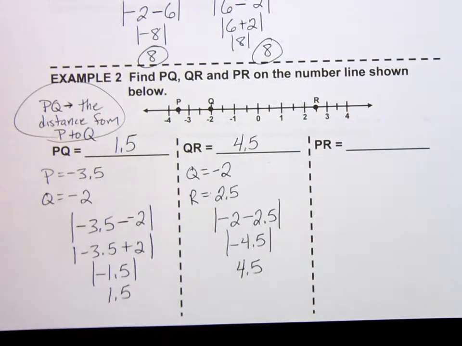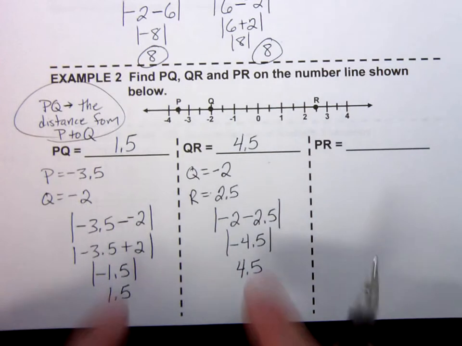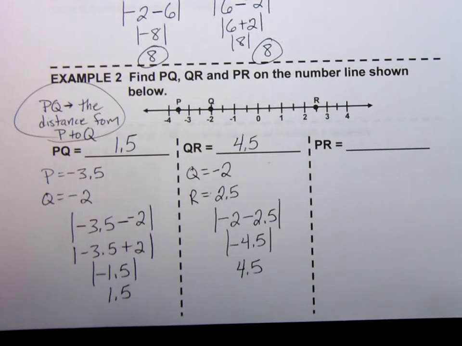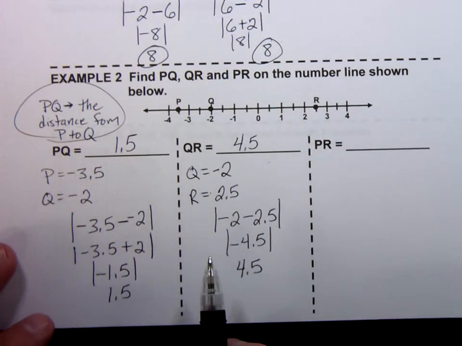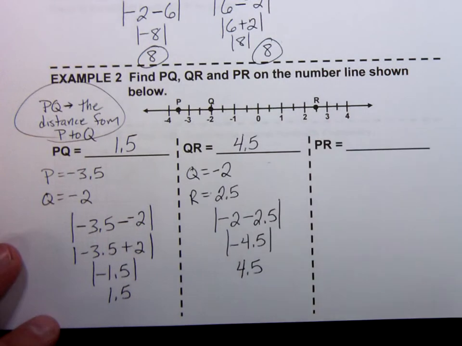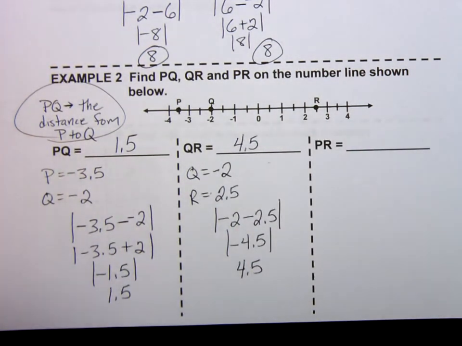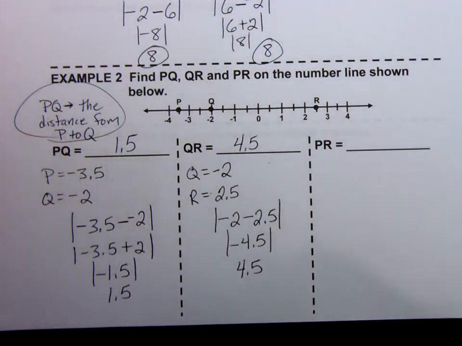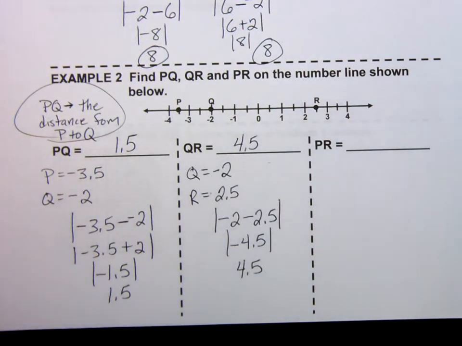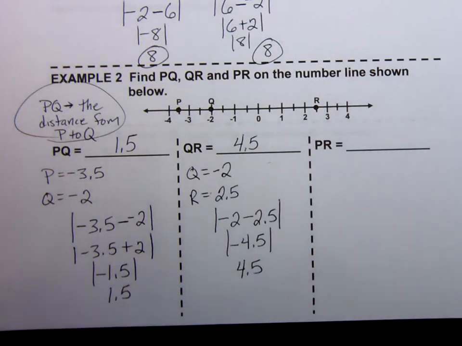Now, even if you are good at counting on the number line, it's still important that you learn how to do this formula. So even if you can count it and figure out your answers, I want you to go through this process. Right now the numbers are close enough together that yes, you could count and get it. But what if one of your endpoints is at negative 72 and the other endpoint is at 168? You're probably not going to want to count that. So this is a much quicker, easier way in that circumstance.